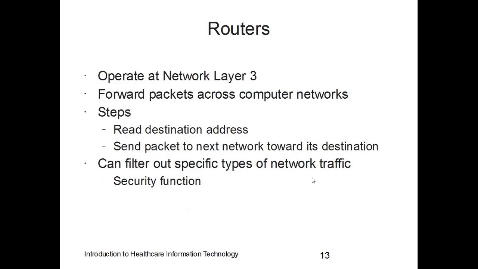Okay, another standard device is a router, and these operate at layer 3 of the OSI model, the network layer. And these will forward packets across computer networks. The steps involved here: it will read the destination address, and then it will send a packet to the next network towards the destination. And this can filter out specific types of network traffic, which is a good security function.